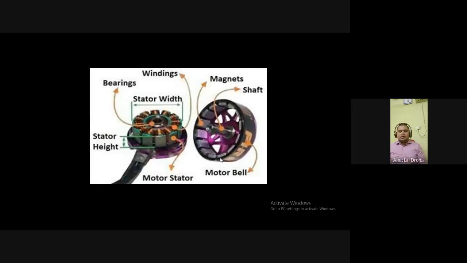Anatomy of a motor. A motor primarily consists of two parts, the stator and the rotor. This thing that you see, the motor bell, is a rotor. Why is it called a rotor? Because it rotates. The other is called a stator.